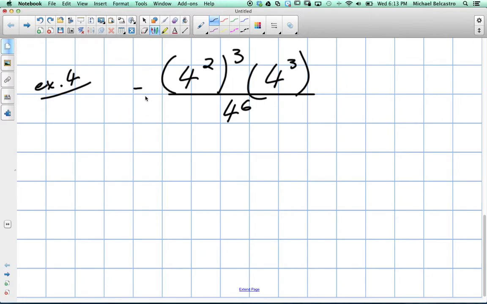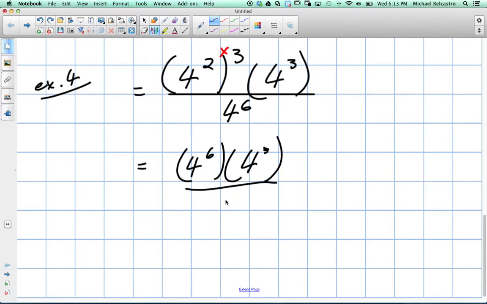And the last one, all of those little exponent rules we talked about. We want to try to simplify this as far as possible. So this is a power of a power. What do we do with those two if there's a power of a power? Multiply them. So what is 2 times 3? 6. Yeah, it's 4 to the power of 6 times 4 to the power of 3 divided by 4 to the power of 6.